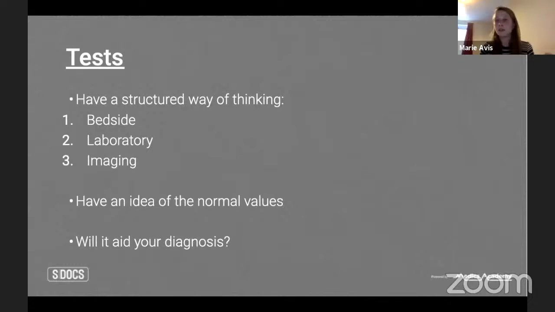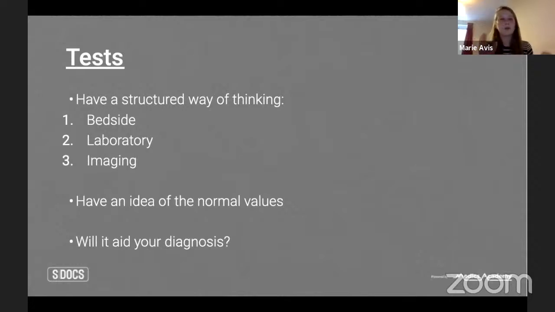Things like a urine dip or an ECG or blood glucose or a venous blood gas, things that you can do quite quickly that will give you quick results. Then there's lab testing. So with this, I mainly mean bloods. So things like a full blood count or U&Es or LFTs. And then imaging. So things like ultrasound or an X-ray or MRI or CT.